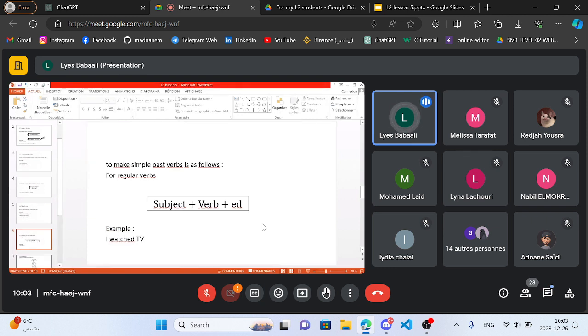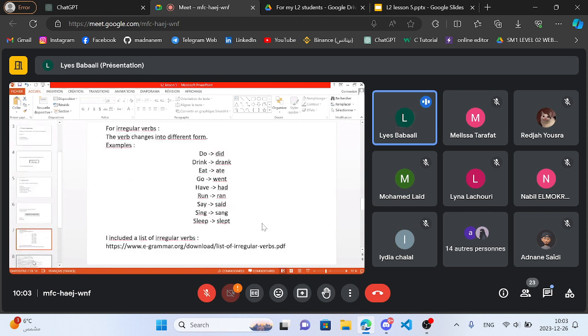For example, I watched TV. So the verb is to watch, and we add ed to the end. It becomes watched. Now, if it's not a regular verb, it's an irregular verb. The verb changes into a completely different form, and unfortunately, there is no way around this. We have to learn the past form of the verb.